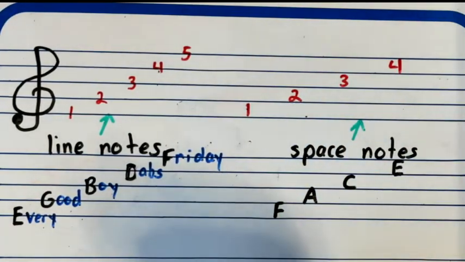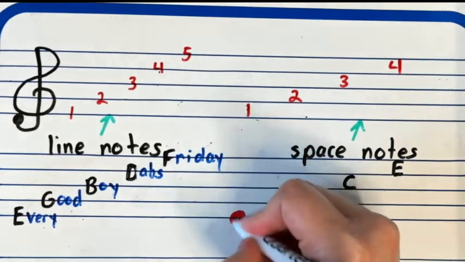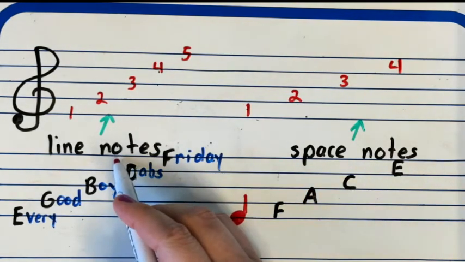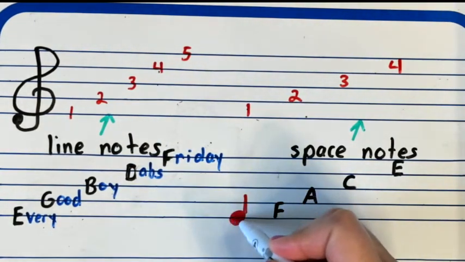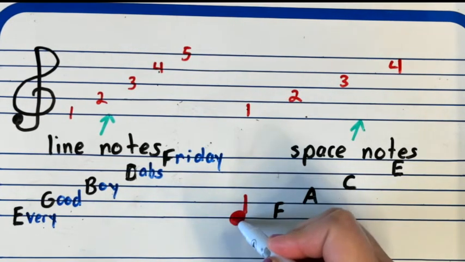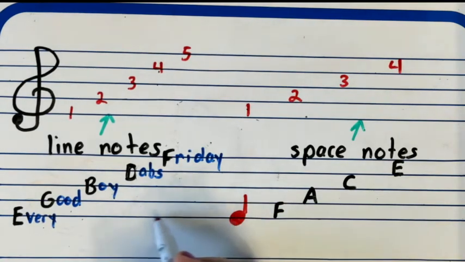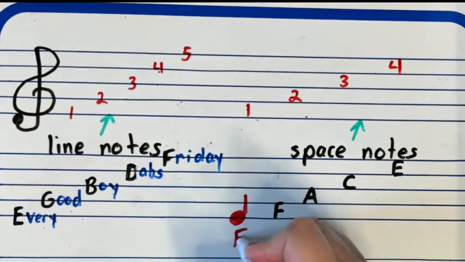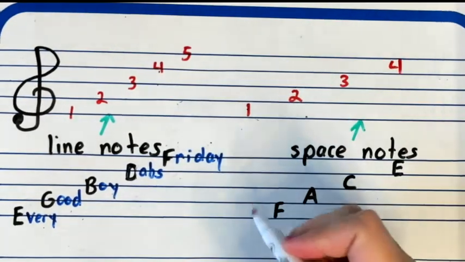Let's practice with another note. Now first, is this a line or is this a space note? Now the head of the note is being cut in half by a staff line. Therefore, it's going to be a line note, right? So we're going to look at, is it line number 1, 2, 3, 4, or 5? It lands on line number 1, and we know that line number 1 is an E for Every. The name of this note is an E. Let's try one more.